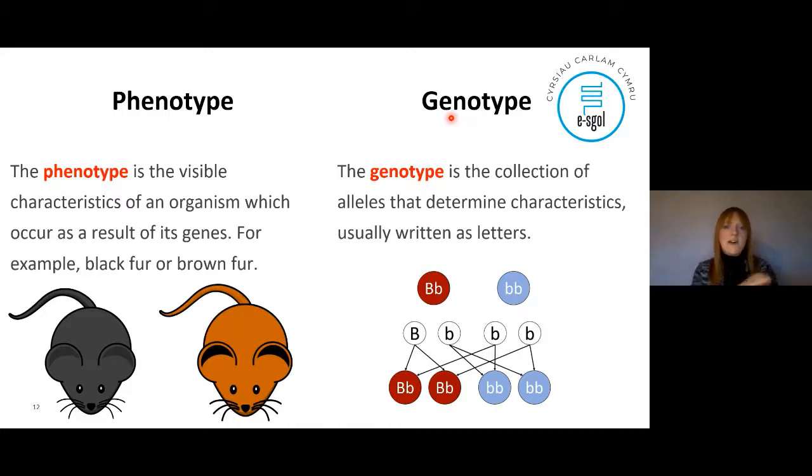So these are some exam clues. If they ask you to write the phenotype for an organism, they're asking for the physical characteristics. If they want the genotype for the organism, you are going to write down letters, capital letters, lowercase letters.